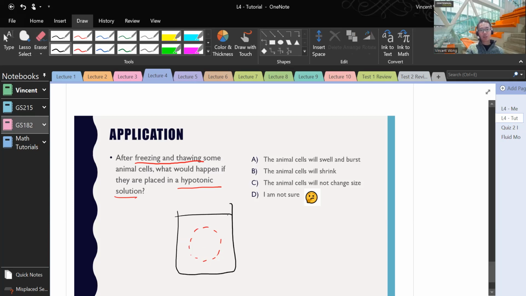And if you put it in a solution, it actually doesn't matter if you put it in a hypertonic, hypotonic, or isotonic, because it's full of holes. The water is just going to go in and out, right? And the solute is going to go in and out. There's nothing that's regulating anything. So as a result, the animal cell will not change size. Does that make sense? Essentially, the freezing and the thawing destroy the cell membrane, and there's no longer any kind of regulation, and so it's not going to swell up or shrink.